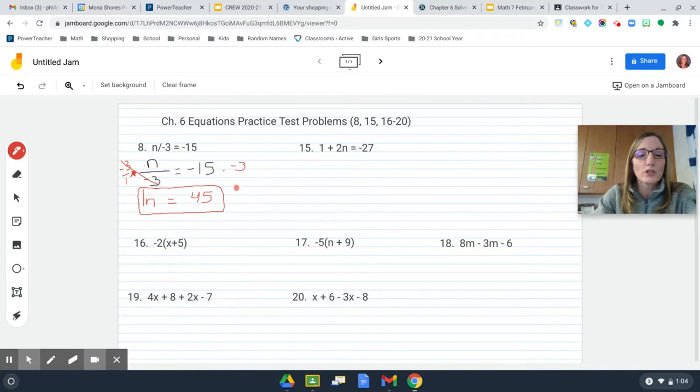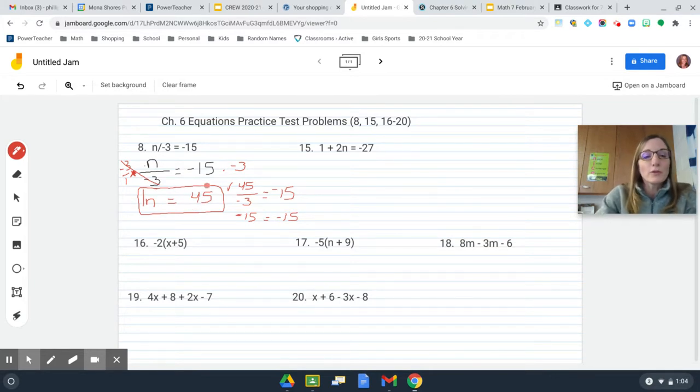So if I were to check this really quick, check it. If I put that 45 in the numerator and I divided it by that -3, am I getting -15? And I am. 45 divided by 3 is 15. I have 1 negative. It's a negative answer. It does balance on both sides. So I found that missing numerator. That missing numerator was 45.